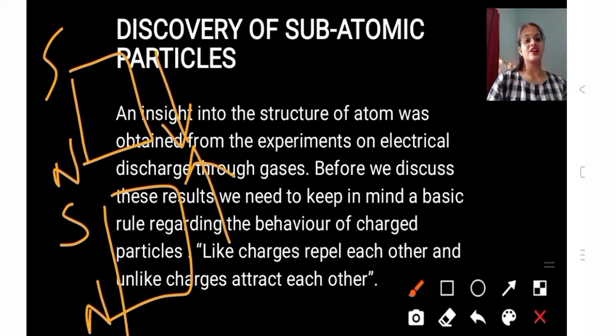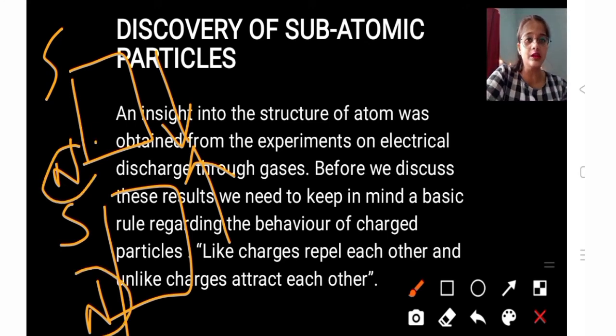And what are like charges? Like charges means equal charges, like north and north, these two are equal charges. If I take one north and one north, then they will repel each other. But if I take one south and another north, then they will attract each other. What are they? South and north, different charges. So that is what? Unlike charges.